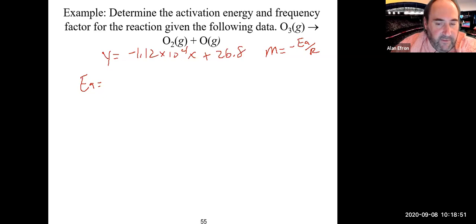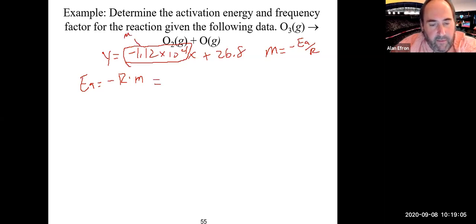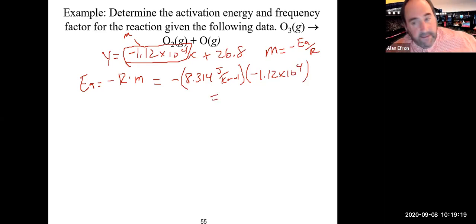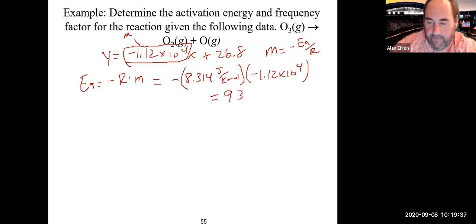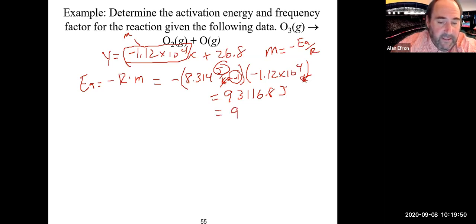That means that our activation energy would equal minus R times the slope. In this formula, the slope is this number here. So we would have minus 8.314, which is our gas constant, times our slope, which was given to us with the equation there. 8.314 times 1.12 to the fourth gives us, if we just multiply it, 93116.8. Those would be units of joules per mole, because there's a Kelvin over here that cancels. But usually it's given in kilojoules. So if we divide it by 1,000, 93.1 kilojoules per mole would be our activation energy.